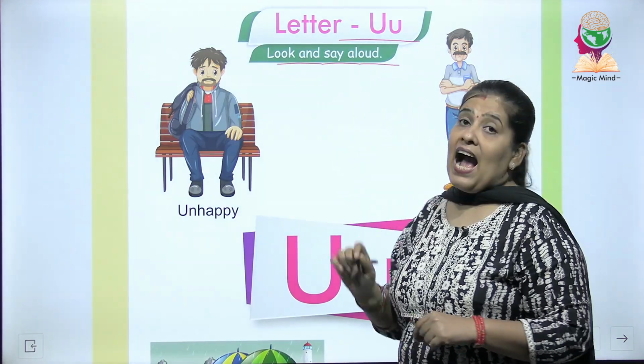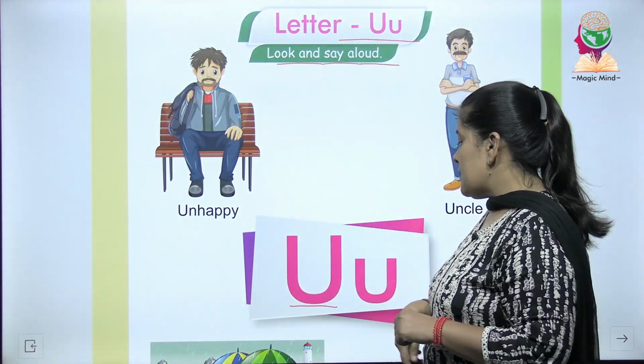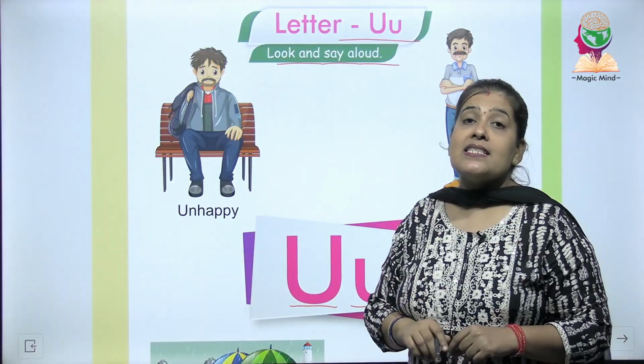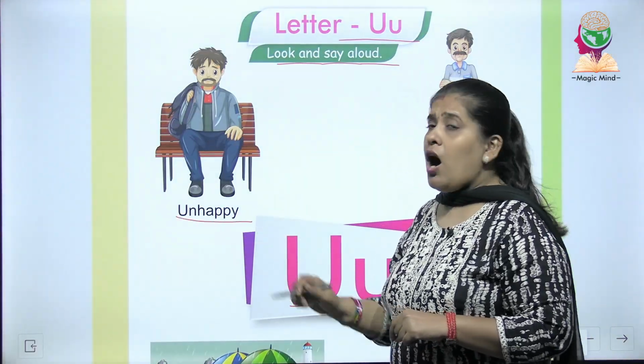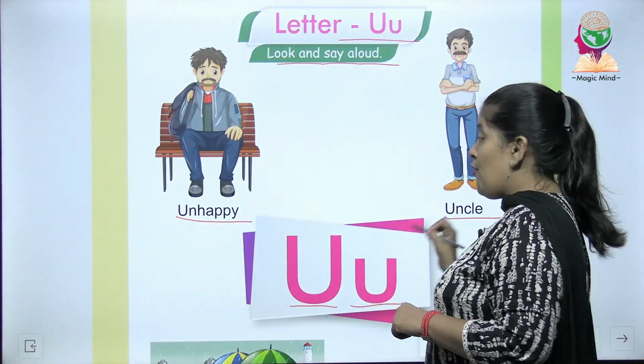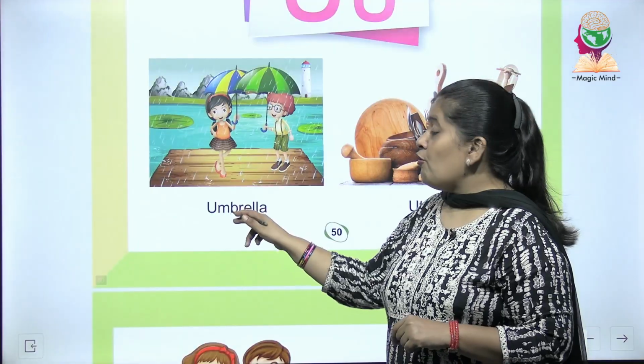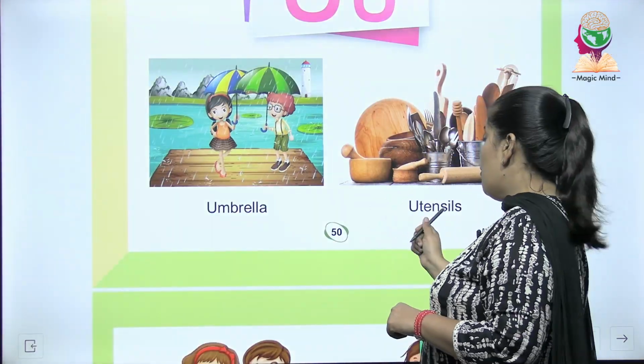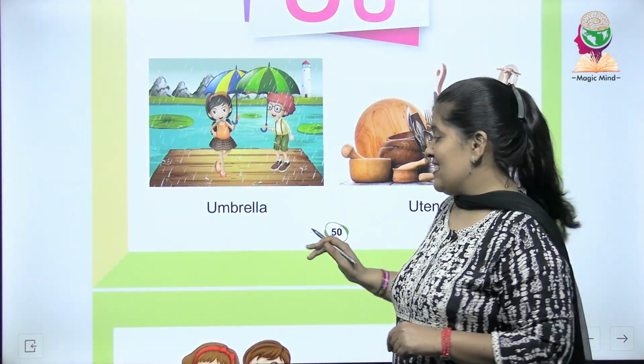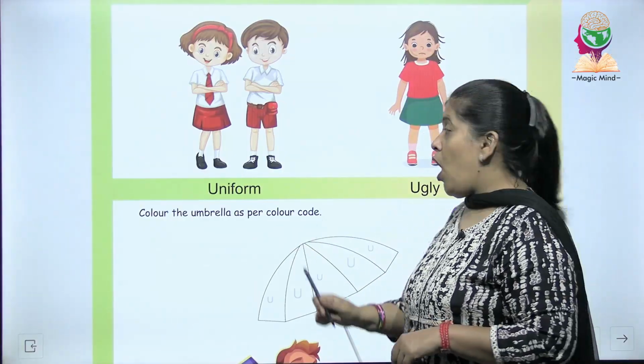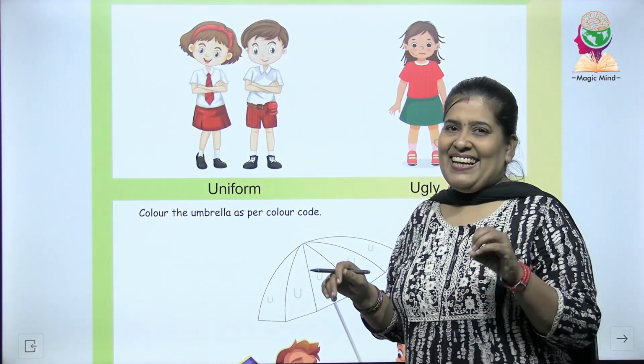Look and say aloud. This is capital U and this is small letter U. U for unhappy. U for uncle. U for umbrella. U for utensils. U for uniform. U for ugly.